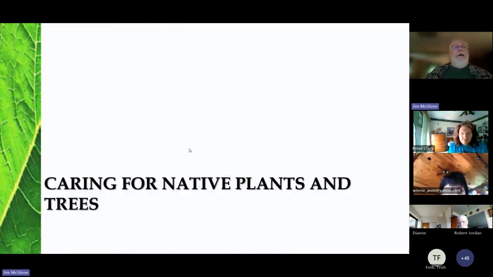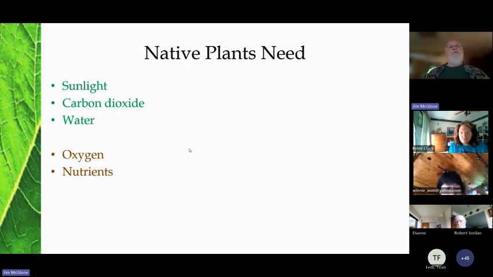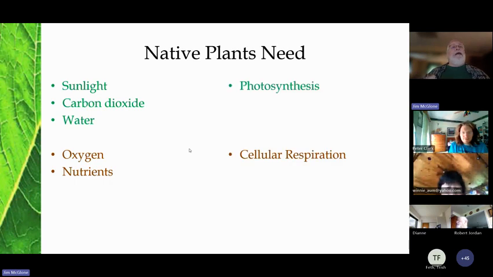One of the pushbacks I get from people is, oh, they're native plants, and I'm really nervous about taking care of native plants. I don't know how to take care of native plants. Well, here's what native plants need. They need sunlight, they need carbon dioxide, they need water. They also need oxygen and nutrients. And the reason they need these things is sunlight, carbon dioxide, and water is photosynthesis. And oxygen and nutrients are cellular respiration.